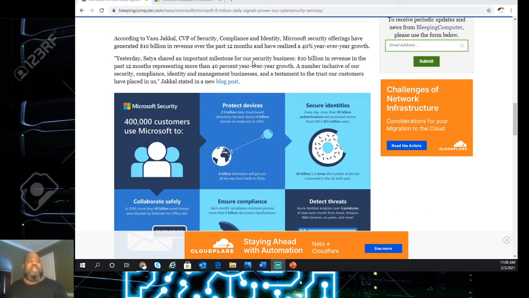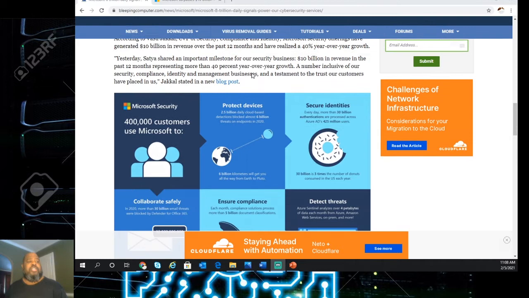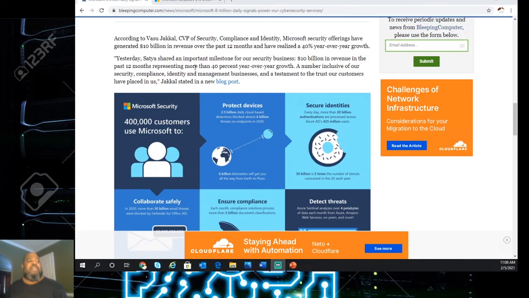Yesterday we shared an important milestone for our security business: $10 billion in revenue in the past year, with 40% growth. A number inclusive of our security, compliance, identity, and management business, a testament to the trust our customers have placed in us, he stated in a new blog post. Our second article, we're actually going to dig a little deeper into that blog post.